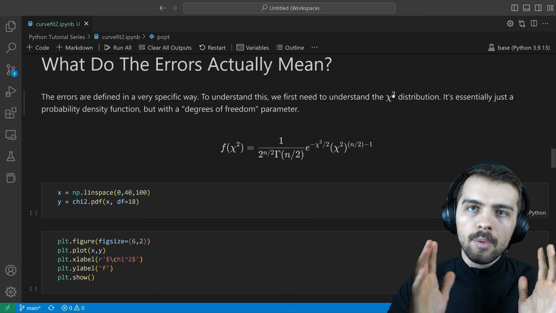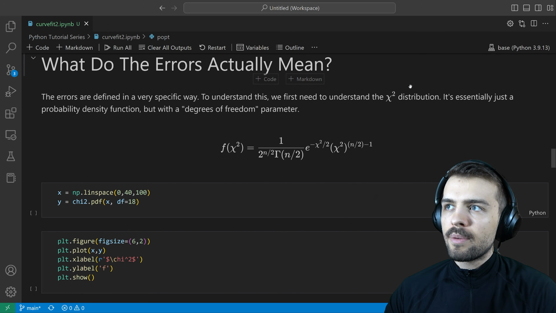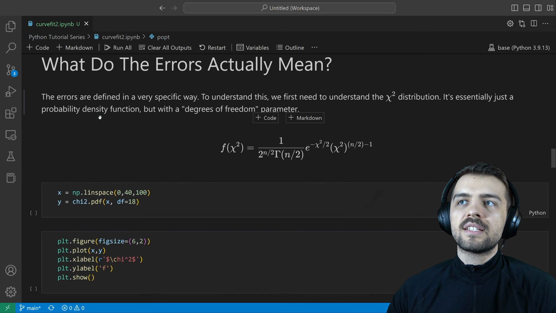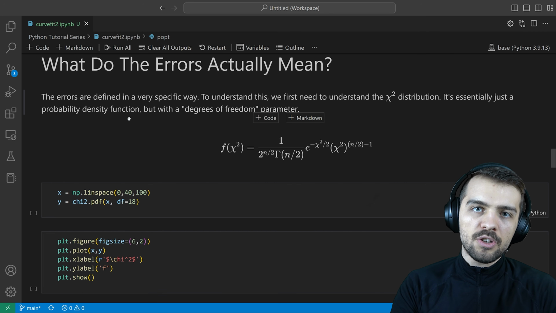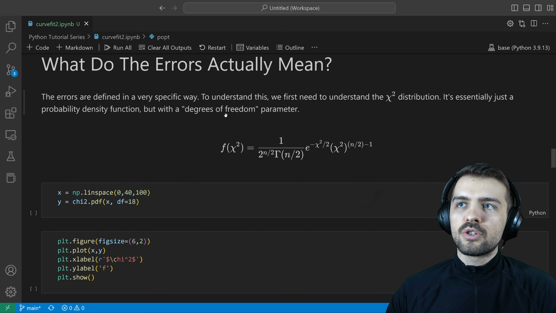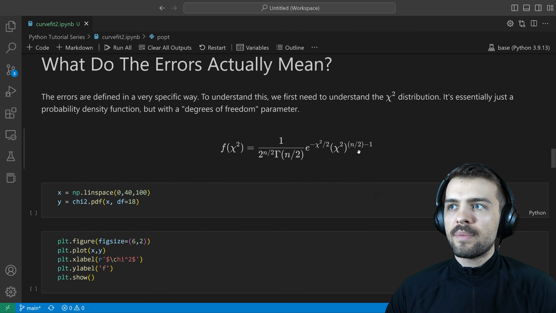It's like x or w or something. Chi-squared, it's just a single variable. And it's essentially a probability density function. And the probability density function depends on a parameter, the degrees of freedom. So the degrees of freedom is equal to n.